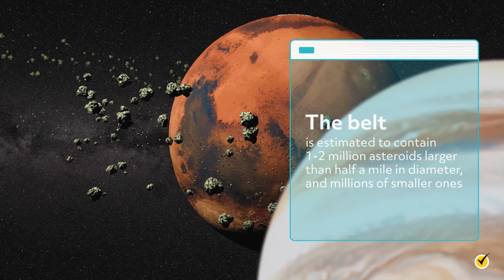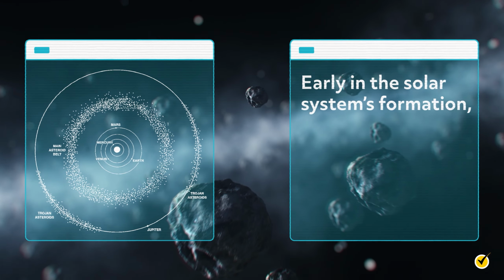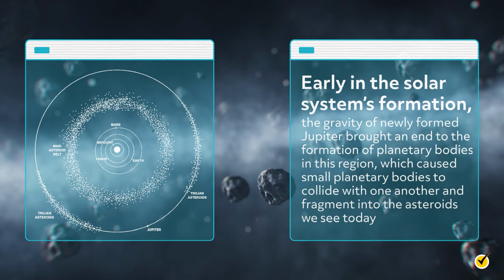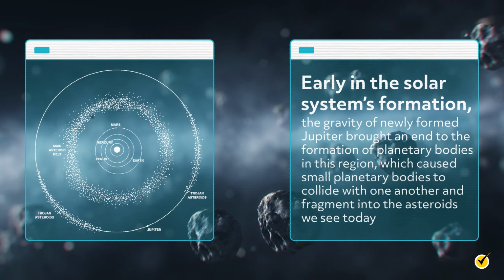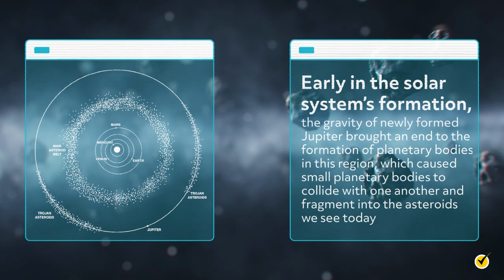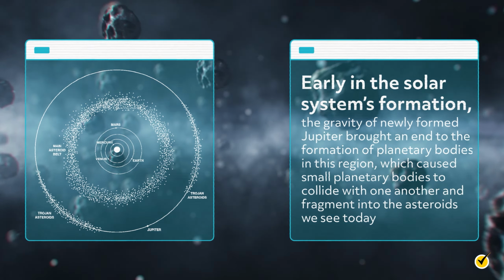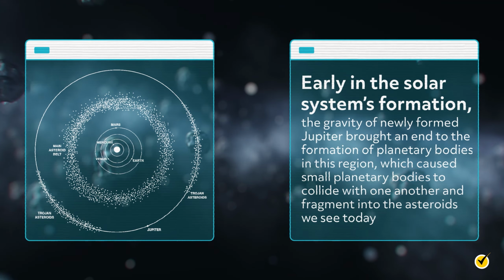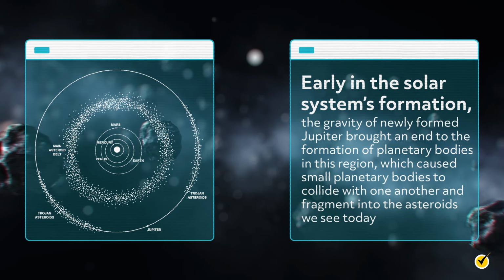of smaller ones. Early in the solar system's formation, the gravity of newly formed Jupiter brought an end to the formation of planetary bodies in this region, which caused small planetary bodies to collide with one another and fragment into the asteroids we see today.